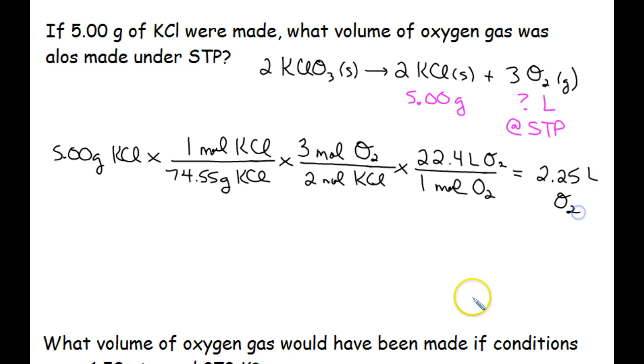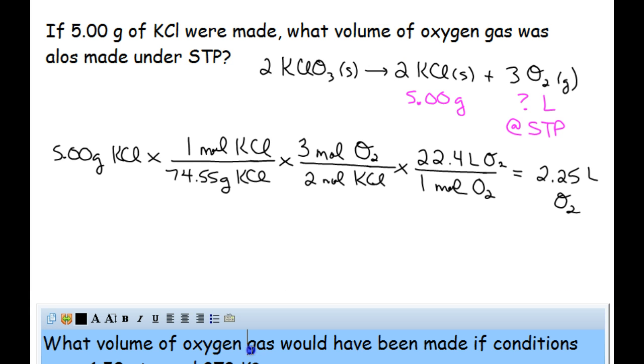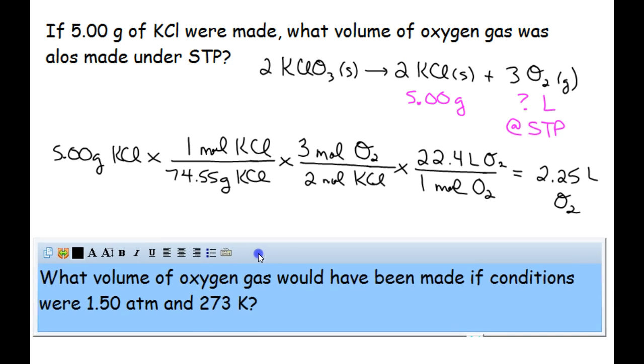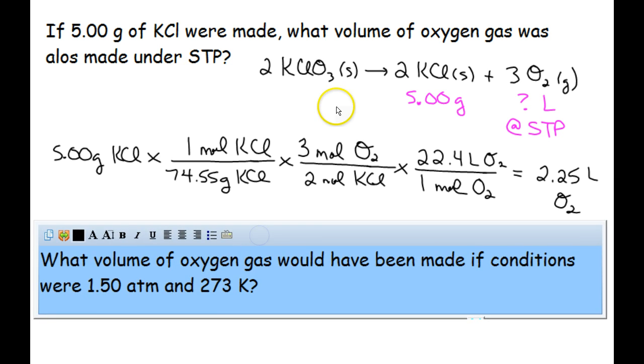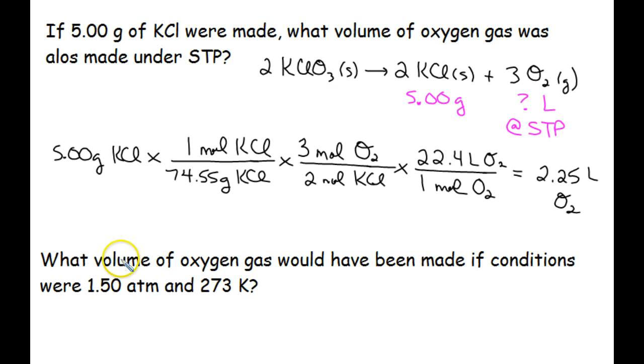liters of O2. Now, you may be wondering, well, what if we aren't at STP conditions? What would I do then? Well, let's say we want to know how much oxygen gas would have been made if we were at 1.5 atmospheres and 273 Kelvin. So, same temperature, not the same pressure.